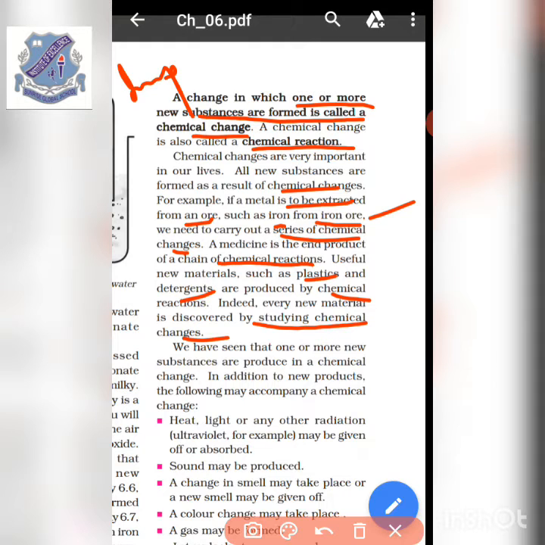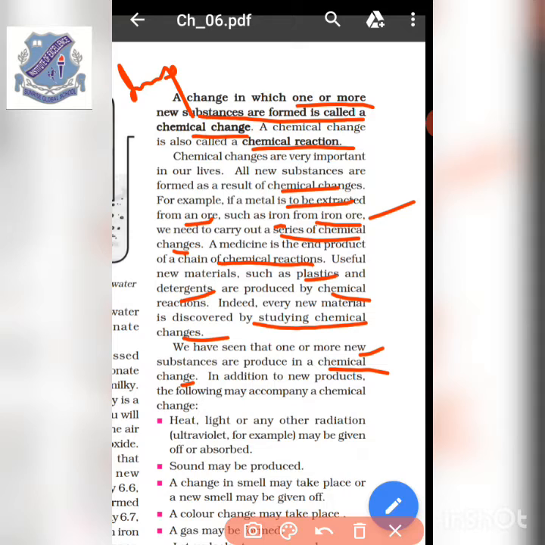All the chemical changes result in a new material, whether it could be medicine, plastic, or the detergent that your mother uses to wash the clothes. So, all these substances are due to chemical reactions. Always remember, chemical reactions form new substances which are useful to us. Whenever we want to create a new substance, new material, we have to study the chemical changes performed during the formation. We have seen that one or more new substances are produced in a chemical change.